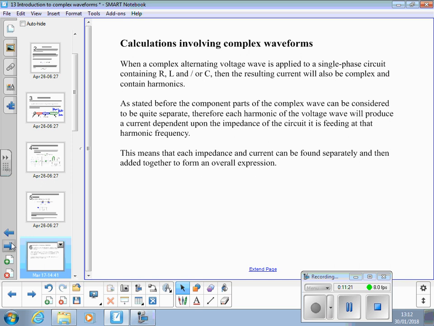So you can find the impedance at the fundamental frequency, the impedance at the 3rd harmonic, the 5th harmonic. That's going to be different because the impedance of the XL and XC components changes with frequency, remember.